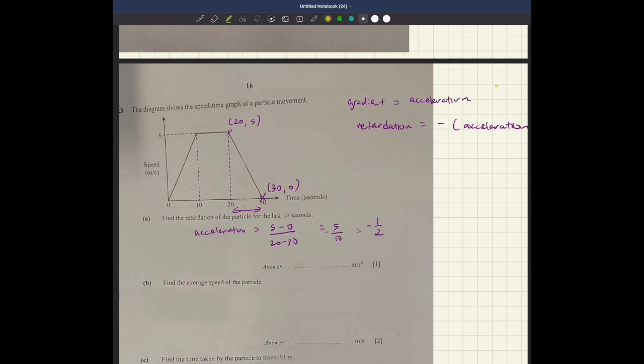Then we know that retardation is negative acceleration. So retardation is negative half. So it's half.